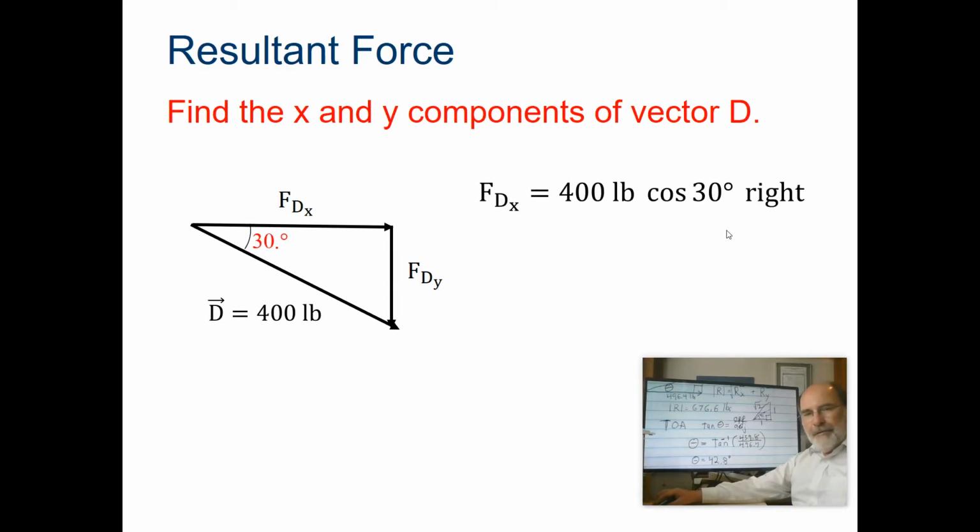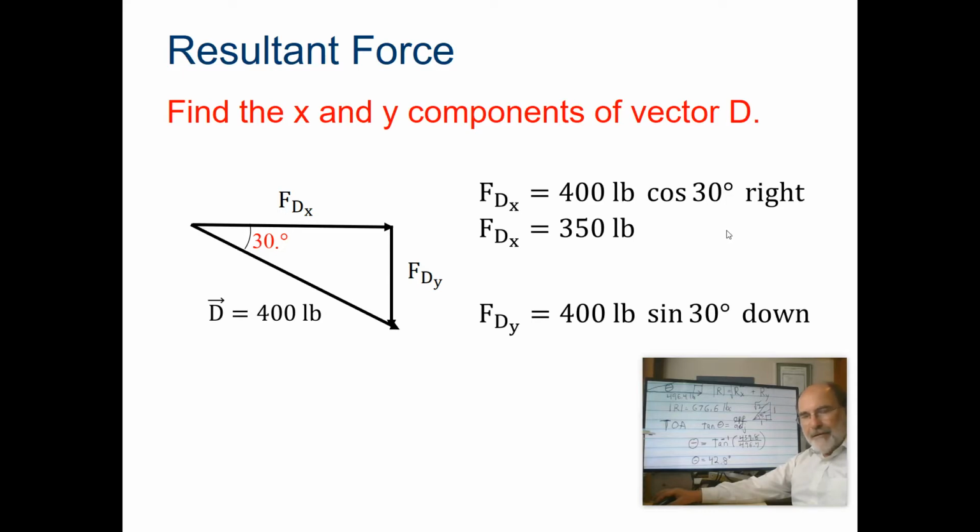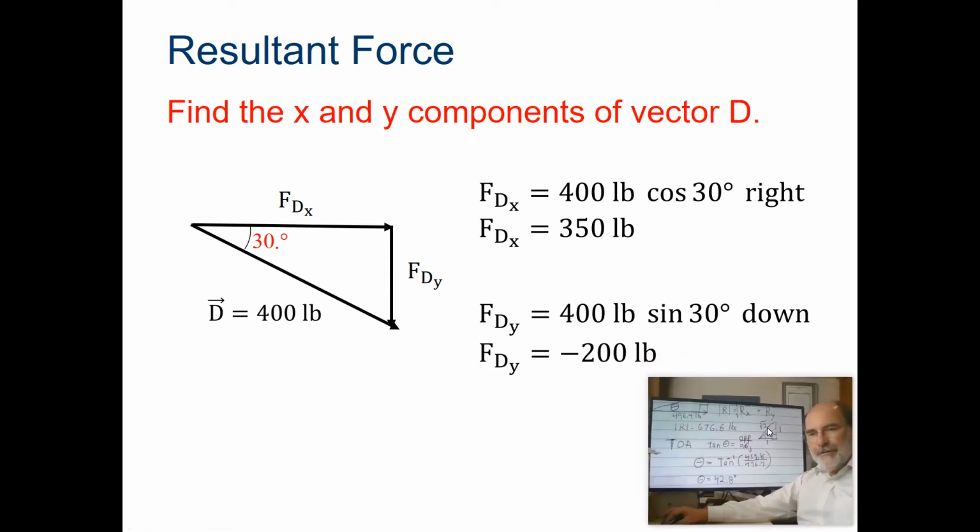X component would be the hypotenuse times the cosine of the angle, 350 pounds. Y component would be the hypotenuse times the sine of the angle. Because it's down, this is going to be a negative result, negative 200 pounds, which you can just make out.